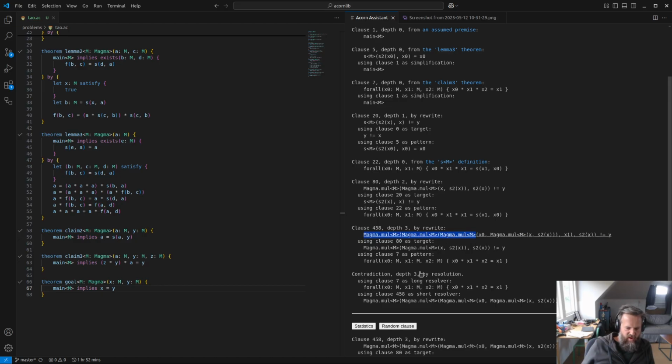It shouldn't say magma mul. It should use the actual infix operator. Yeah, I should make a to-do for that. But anyway, this is how it works. If you're curious, definitely check it out.